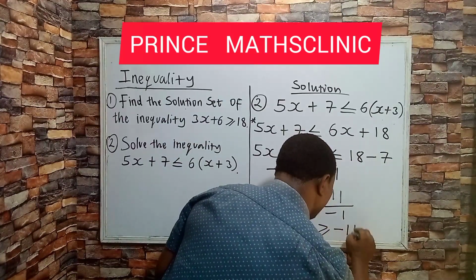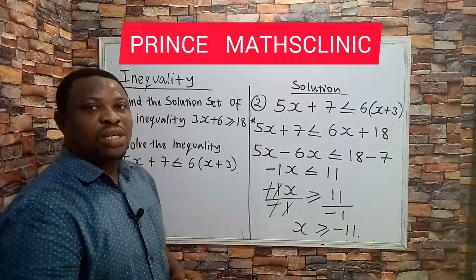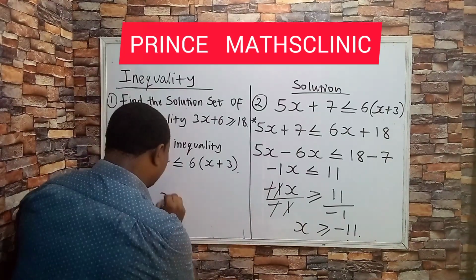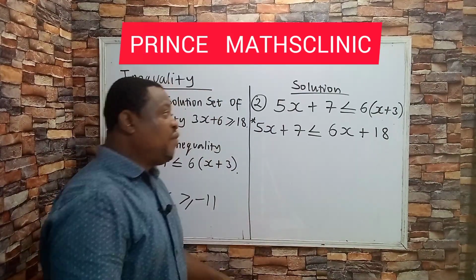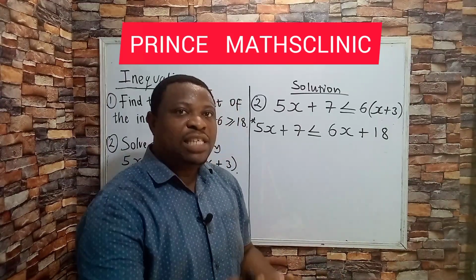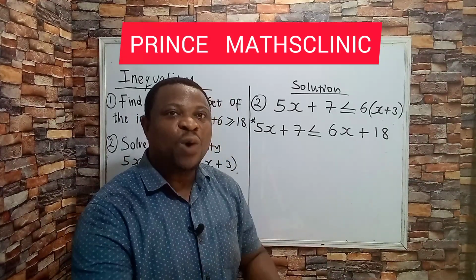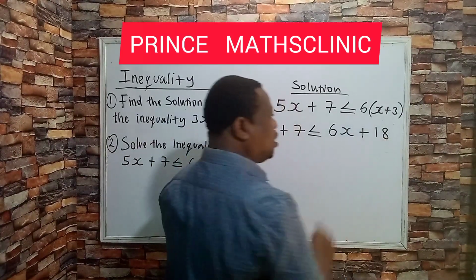That is the solution. Now remember, I said I was going to come back to this point to solve it another way. So remember, we got x to be greater than or equal to minus 11. Now let us solve it from this point using the first property. Remember, in the first property I told you that when the order of an inequality is reversed, the sign will reverse. Now the order in this sense is that you have 5x plus 7 less than or equal to 6x plus 18. Now I want to write 6x plus 18 first.